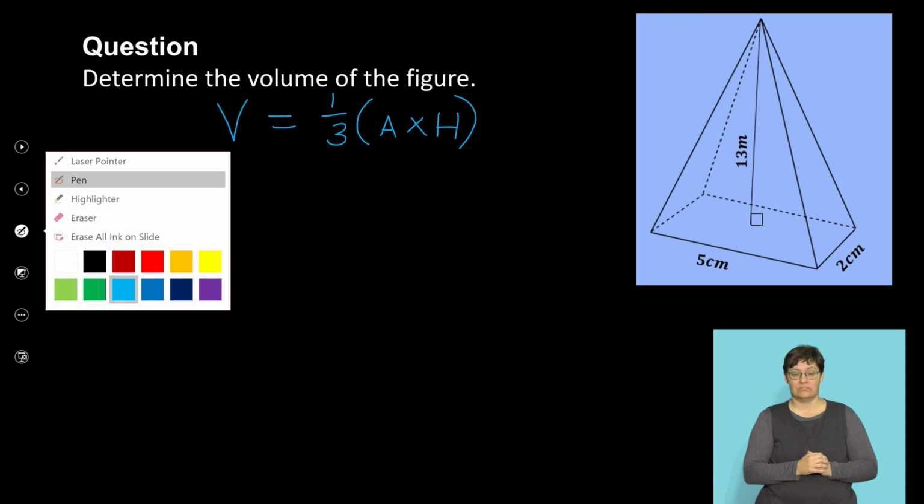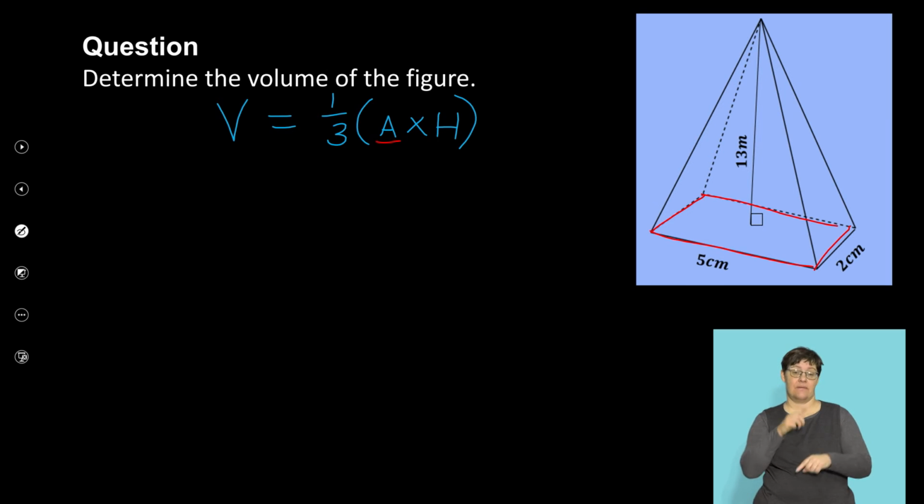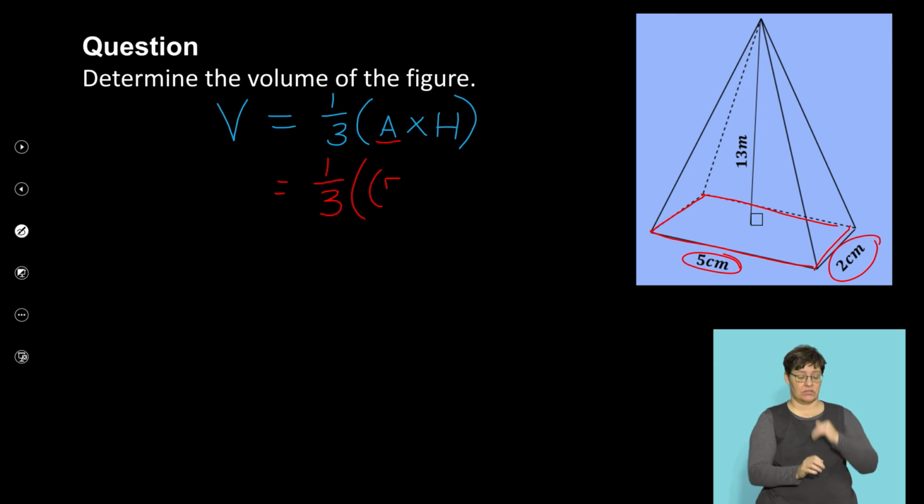So first things first, everybody, I need to know what the area of my base is. Well, what is my base? It is a rectangular based pyramid. So this means that my pyramid base is a rectangle. And how am I going to calculate the area of this rectangle? Well, I know the area of a rectangle can be found by saying length times breadth. So we're going to have 5 times 2. So far, the volume of this figure is going to be equal to 5 times 2.